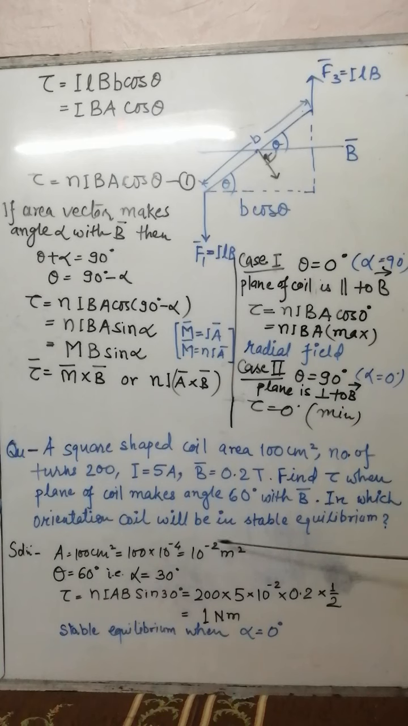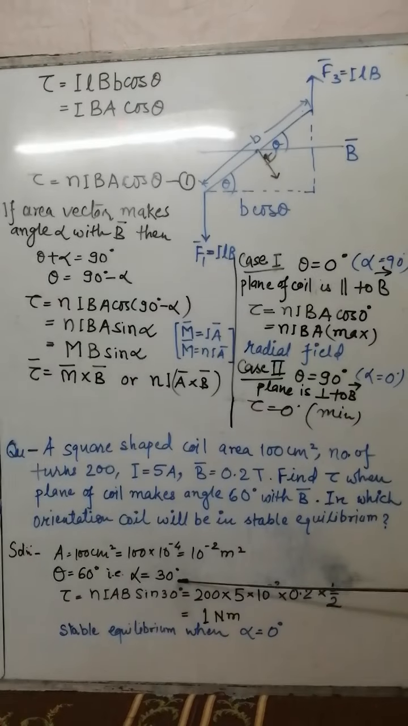Okay, so let us see what is given to us. Area is equal to 100 centimeters square, that is 100 into 10 power minus 4 meters square, which is equal to 10 power minus 2 meters square. Theta is given 60 degree. The angle between the plane of the coil and magnetic field is 60 degree. So if theta is equal to 60, then alpha is equal to 30 degree.